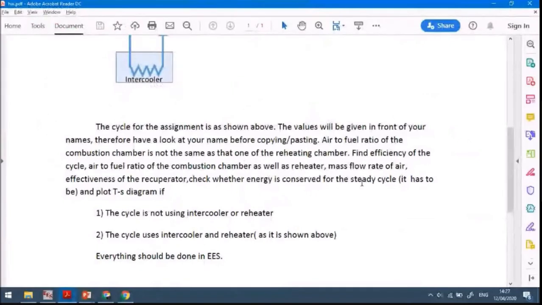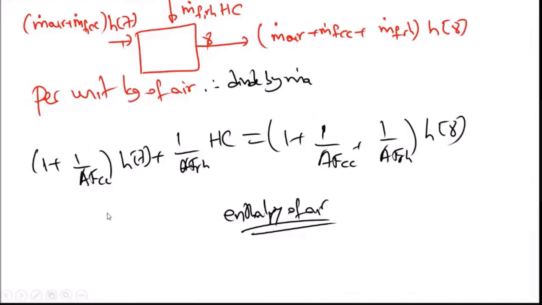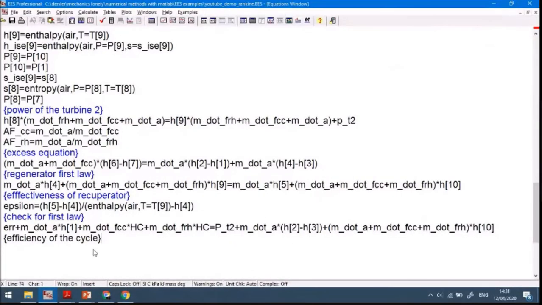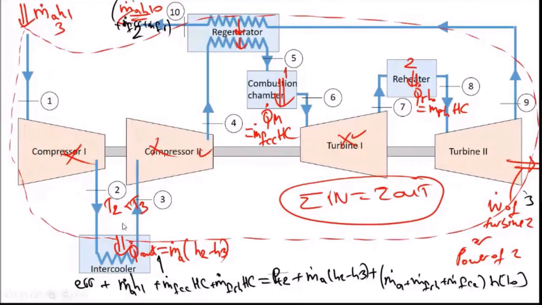It says to find the efficiency of the cycle. So let's find the efficiency of the cycle and then plot the TS diagram. The cycle efficiency, eta cycle, is work dot net out divided by Q dot in. So let's solve it for now.